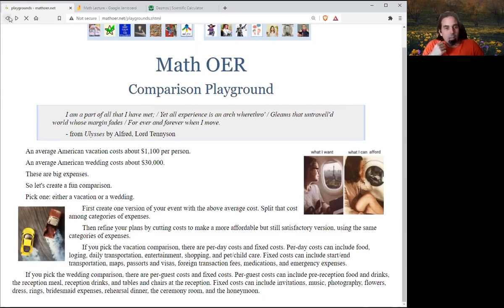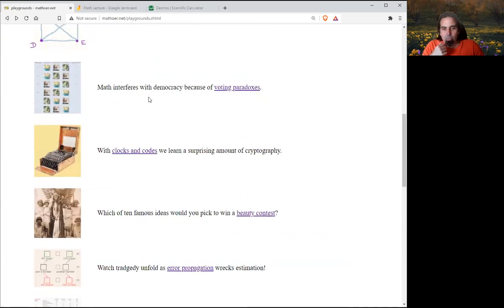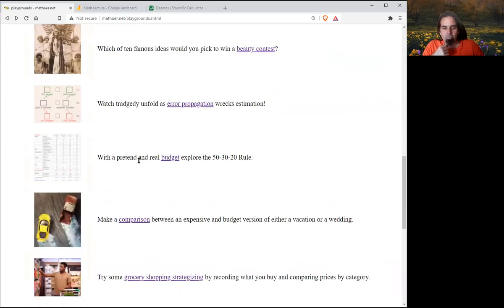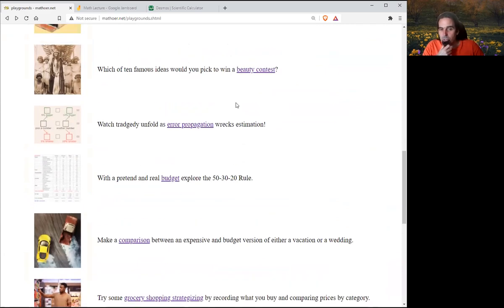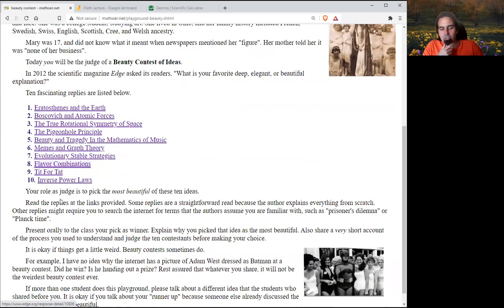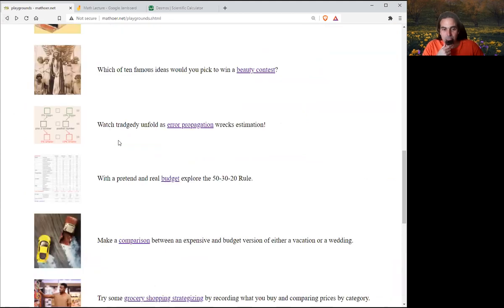So any extreme is fine. It could just be you teaching for a few minutes using what's already prepared, or it could be you sharing something that was personal to you that you like. Some of these have almost no math. Which idea would you pick for a beauty contest? You're just reading about some ideas and seeing which one you think is most beautiful and telling us why. Maybe tell us about one that's not beautiful and why.